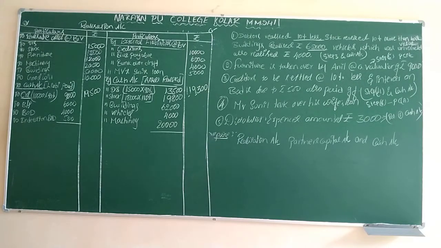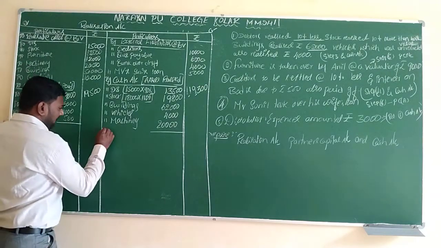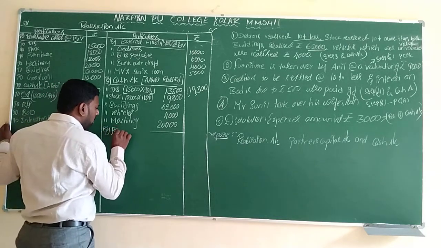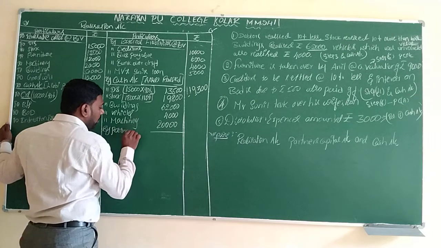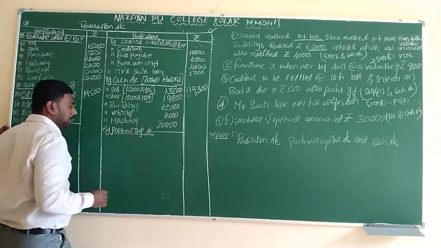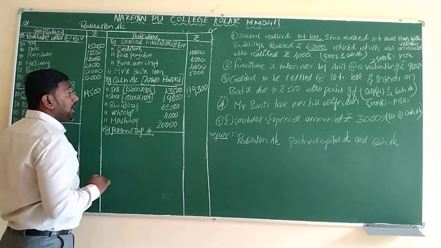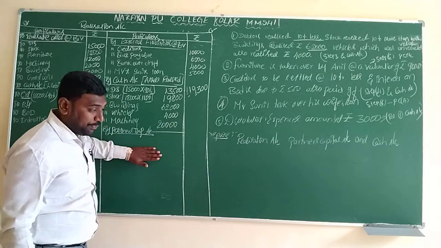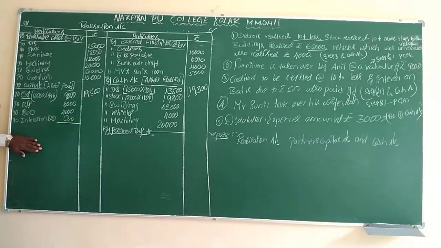Let's come to the remaining 2 steps. Step number 5 and 6, assets taken over and liabilities taken over will come under step number 5 and step number 6. Under step number 5, it always comes to the credit side. We will write by partners capital account. So under this, if any asset is taken over by the partners, we should write under step number 5. If any liability is taken over, it will come on the debit side under step number 6.